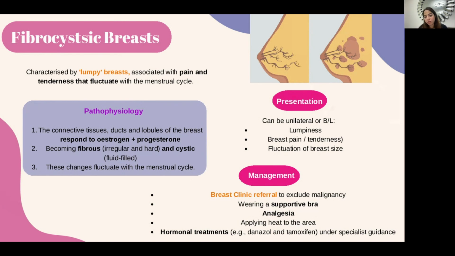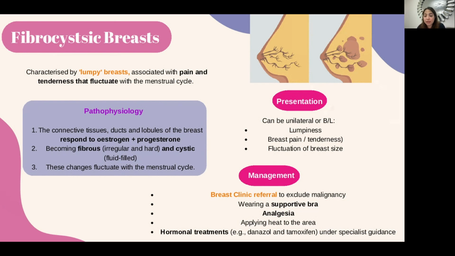Again, it's very important to use your breast examination to feel both breasts, see how these sacs feel, how many there are, and gain a good history of if it varies with their menstrual cycle and any other concerning features. They can feel tender or uncomfortable as well. Just like the cyst, the patients are referred to breast clinic just to ensure that we've excluded a malignancy. You can get them to wear supportive bras or give them painkillers if it is becoming uncomfortable enough, and heat packs are also very useful to manage.